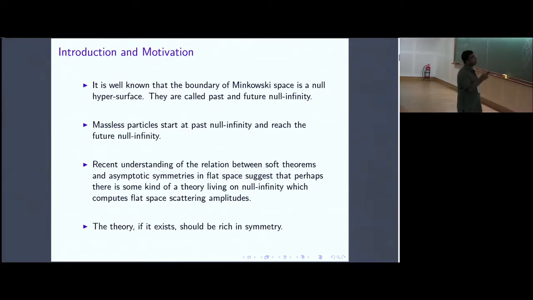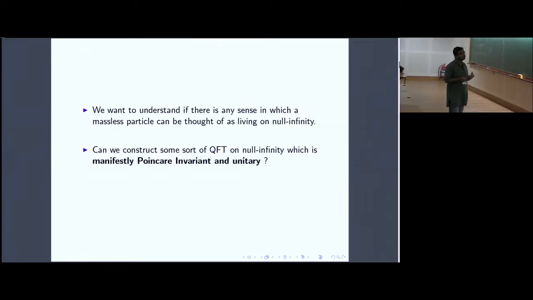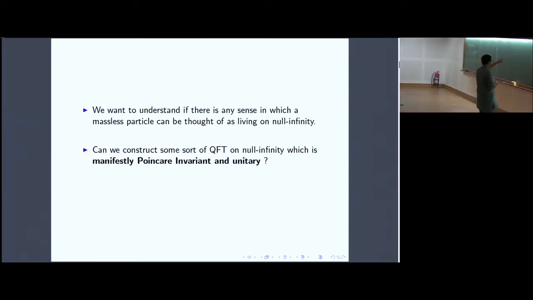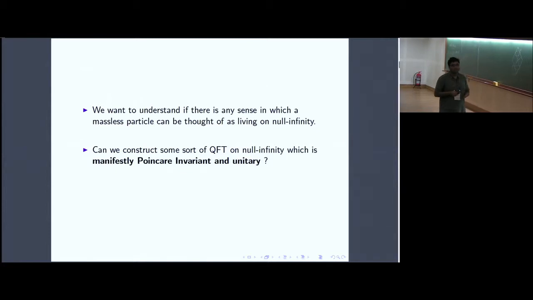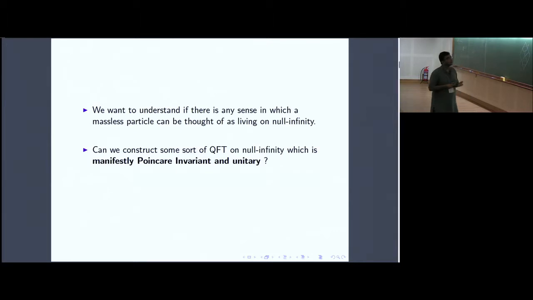symmetry. So the goal is to see if there is any sense in which a massless particle can be thought of as living on null infinity, which is this Scri plus and Scri minus. We will just be working in four dimensions. The question is, can one construct some sort of quantum field theory on this null infinity which is Poincare invariant and unitary? This is a very complicated thing.